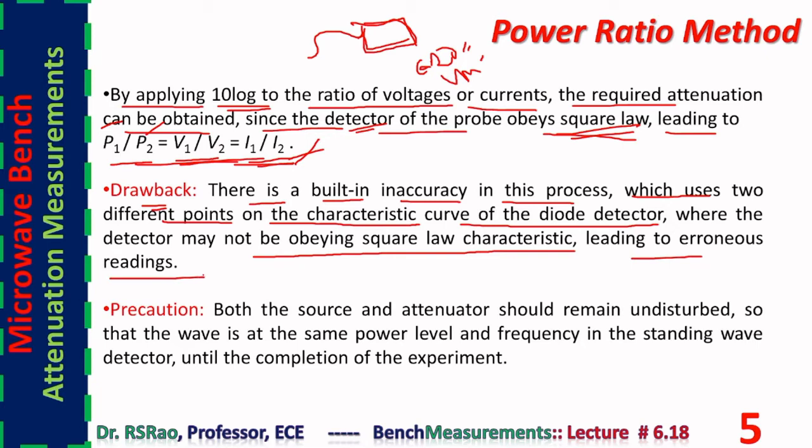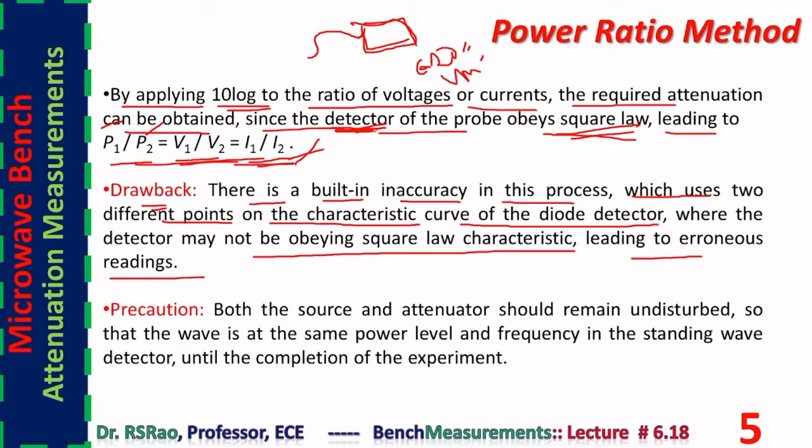What is the meaning of this statement? The detector that is there to detect the wave in the slotted section, this detector is not always obeying the square law. It obeys square law only over a certain portion of its characteristic curve. That too, it obeys approximately the square law only over a small portion of its characteristic.